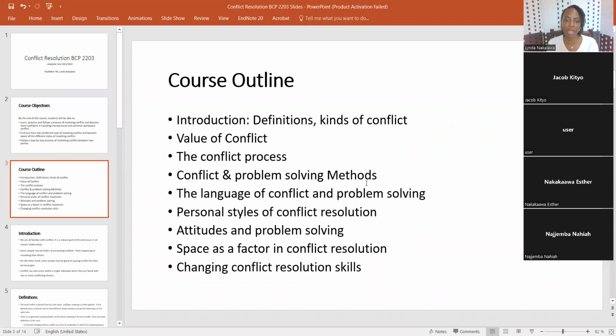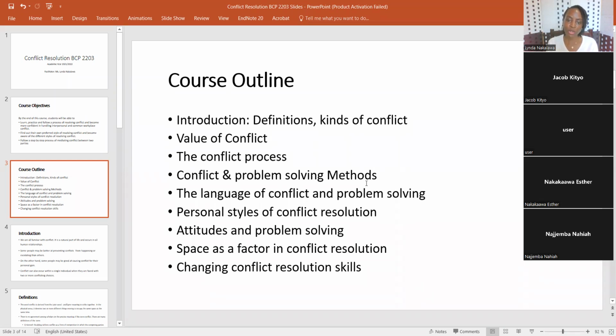We'll also look at the language of conflict and problem solving. A big part of conflict resolution is communication. And communication is sometimes done with words, which are part of language. Sometimes it is nonverbal, but that is still communication. You can actually be speaking without opening your mouth. So those are some of the things that we shall look at under the language of conflict and problem solving.